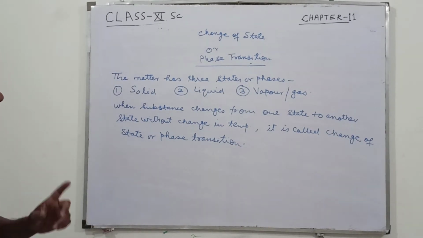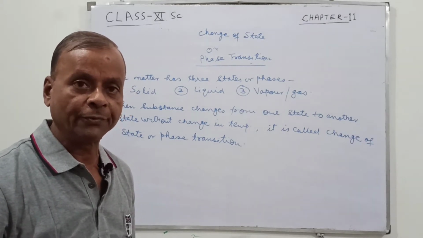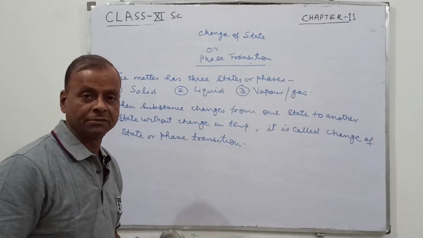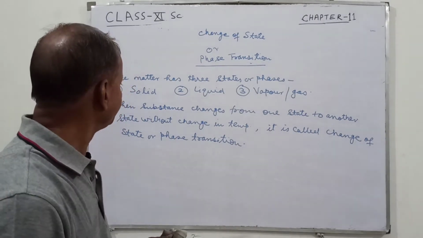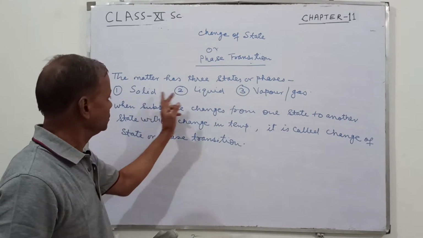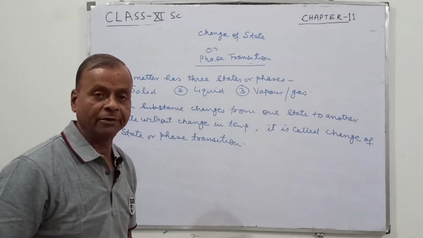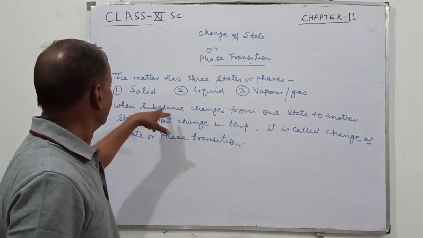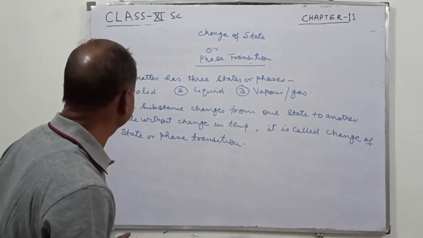So you know that the solid converts into liquid at a certain temperature called the melting point, and liquid converts to vapor or gas at a certain point called the boiling point. From solid to liquid it is called the melting point, and from liquid to gas it is called the boiling point. And then we have the change in the reverse order.